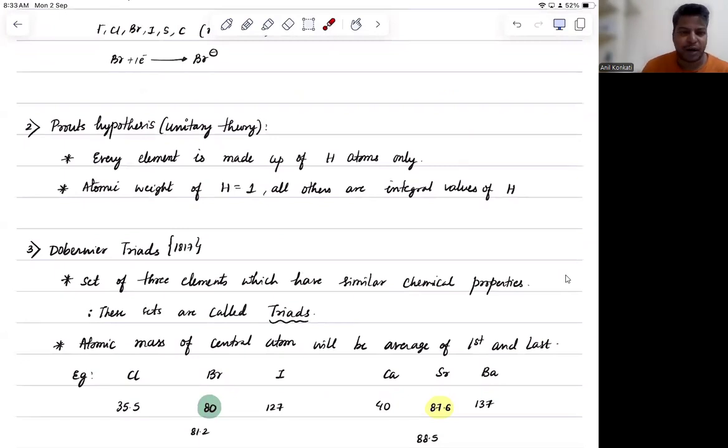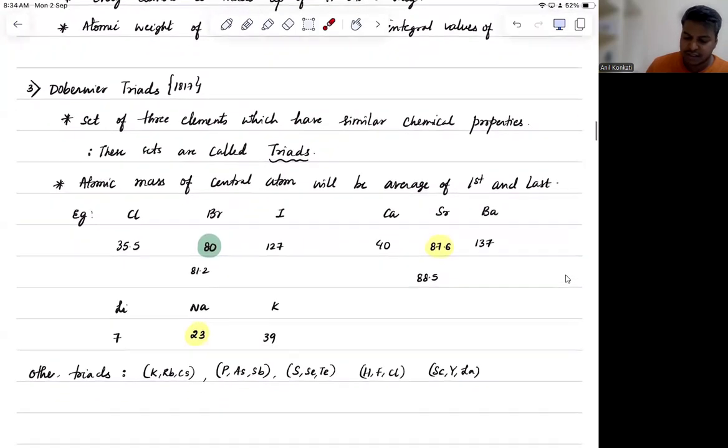After that, Prout's theory emphasized that every element is made up of hydrogen atoms only. If the atomic weight of H is 1, all others are integral multiples of hydrogen. Carbon, nitrogen, everything is made up of hydrogen. That was the hypothesis.